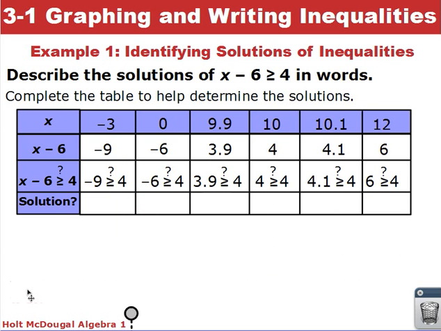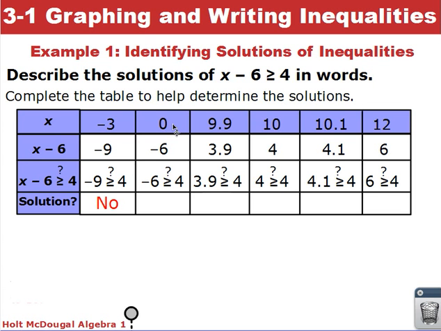So let's now describe our solutions using words. We want to determine the solutions for the inequality x minus 6 is greater than or equal to 4. So we have a table here. We randomly pick some values for x: -3, 0, 9.9, 10, 10.1, and 12. And we're going to see if those are solutions or not. So -3. Plugging that in for x minus 6, -3 minus 6 is -9. Is -9 greater than or equal to 4? The answer to that is no.